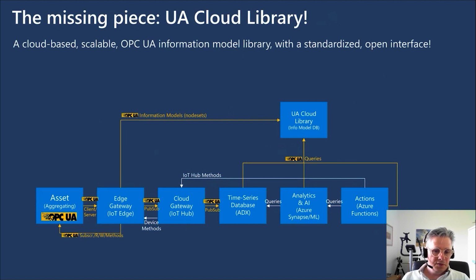There's a separate talk on this topic, so I'll just briefly mention it here. We have this thing called the UA Cloud Library, which is kind of the missing piece in this entire telemetry pipeline. It allows you to upload OPCUA information models to the cloud and leverage them, read them on demand as you're doing your analytics, which is kind of handy. So your time series data can be just the time series data, and to look up the information model that is associated with that particular time series, very soon you'll be able to leverage the cloud library.